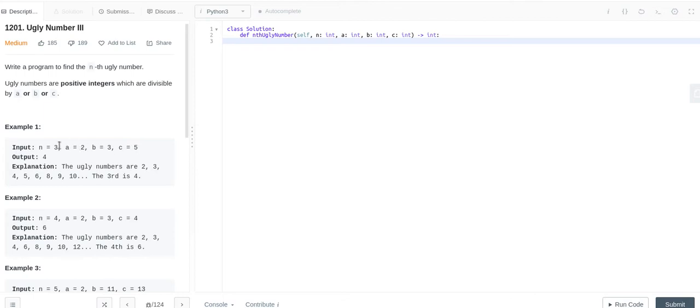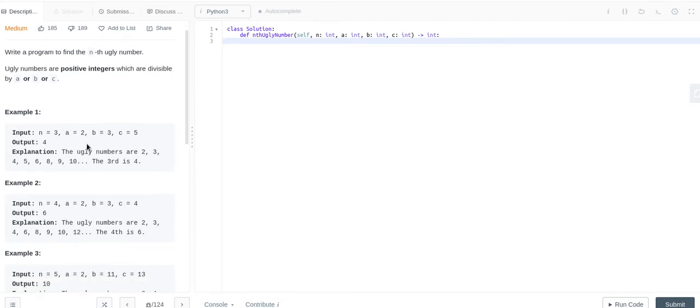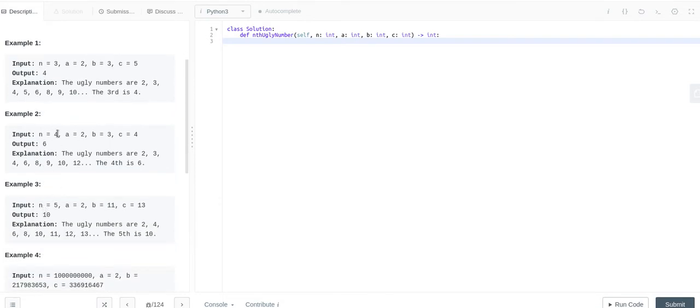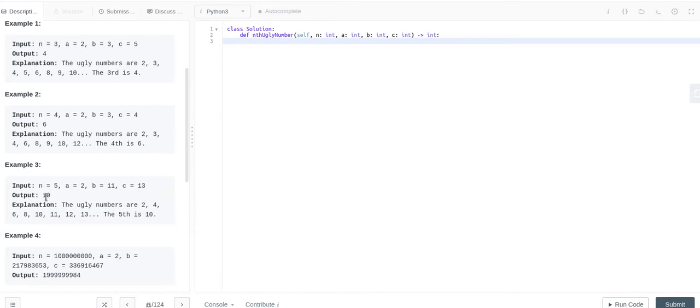We have to find the nth number that is divisible by one of these three numbers. So the ugly numbers are 2, 3, 4, 5, 6, 8, 9, 10. The third number is 4. And we can continue to see other examples. N equal to 4, the fourth ugly number is 6, and the fifth ugly number is 10.